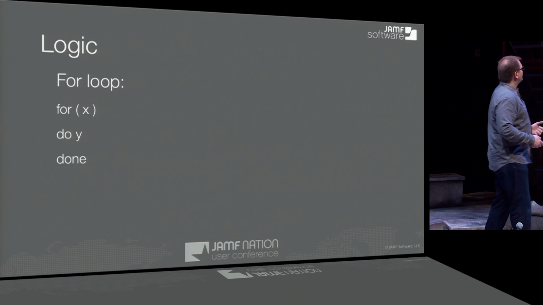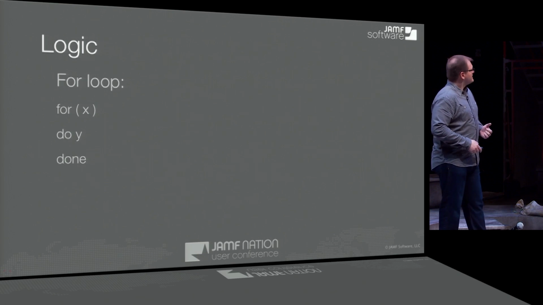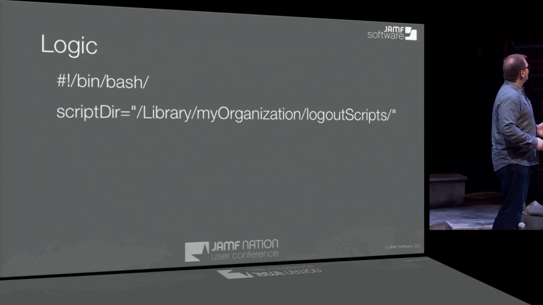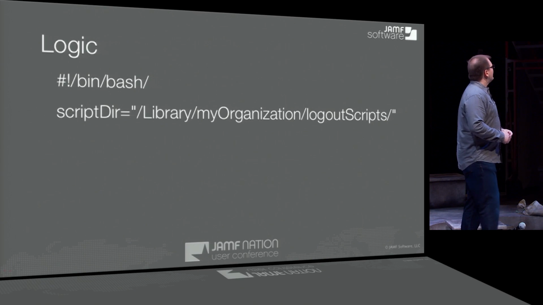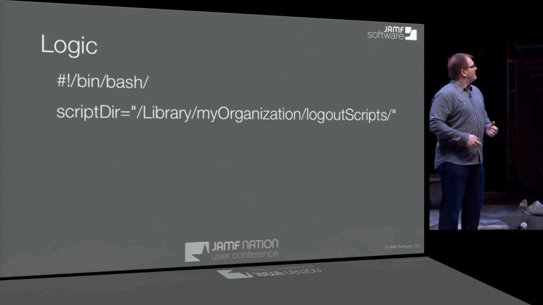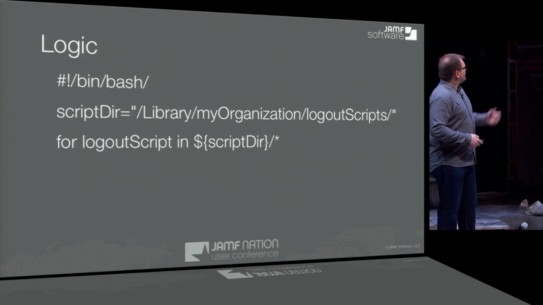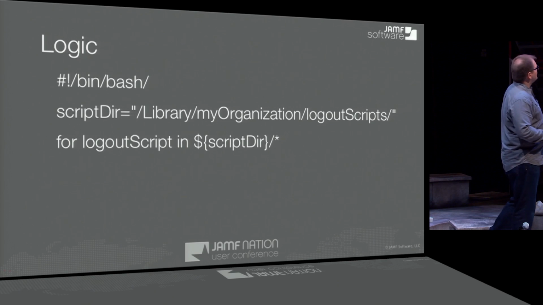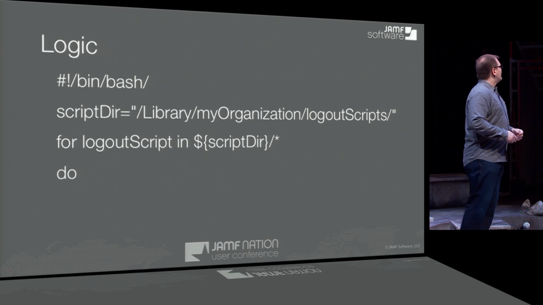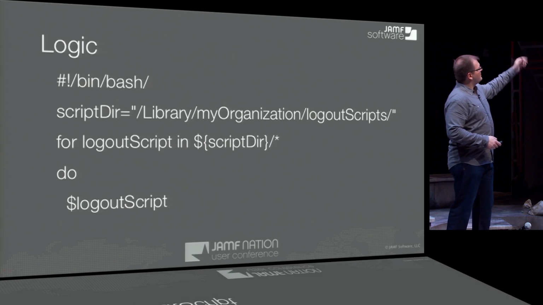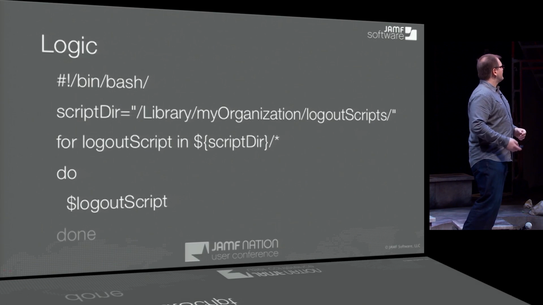I'm going to look at a more realistic example here. All right, so start out with my shebang. I'm defining a variable called script directory. I'm saying for logout script in script directory, so I'm basically listing the contents of script directory. I'm going to do logout script. I'm basically calling each script in that directory.